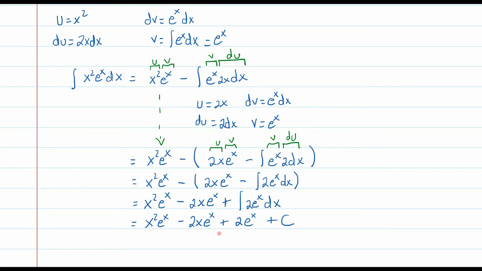The final step for this question is we actually evaluate this integral. So our answer will be x squared e to the x minus 2x e to the x. And to evaluate this integral, our constant is 2, and the antiderivative of e to the x is also e to the x. And we slap on our constant plus c. And that's it for this question.